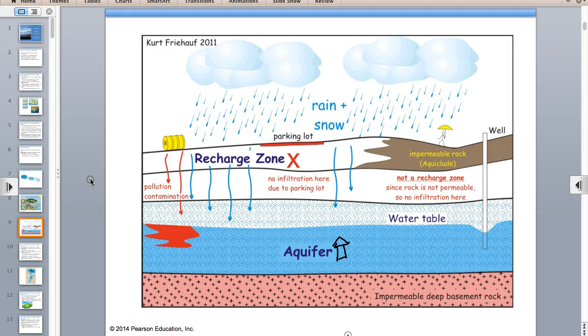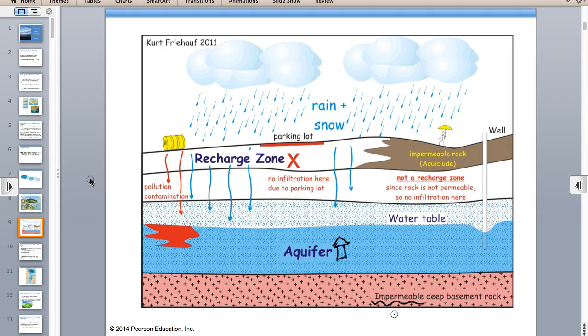Some rock doesn't have any pore spaces and doesn't have any cracks. And some of that's going to be called impermeable. Im means not, so it's not permeable. Some of that could be clay. Clay's impermeable, right? Because it has small pore spaces. Or you could have some crystalline rock, which means it's solid like granite. That doesn't have any pore spaces. If you spill water on your granite countertop, is that going to go anywhere? Maybe eventually, a tiny bit, but not really, right?